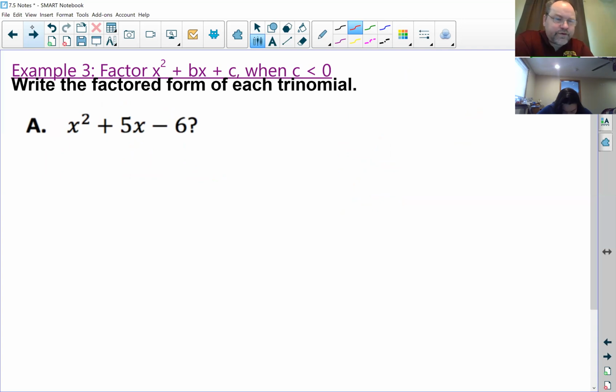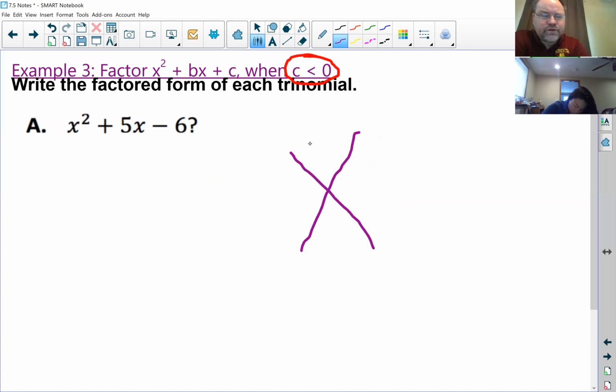So the other thing that could happen, we could have to find numbers that multiply to something that's negative. So two numbers that multiply to -6 and add to +5.